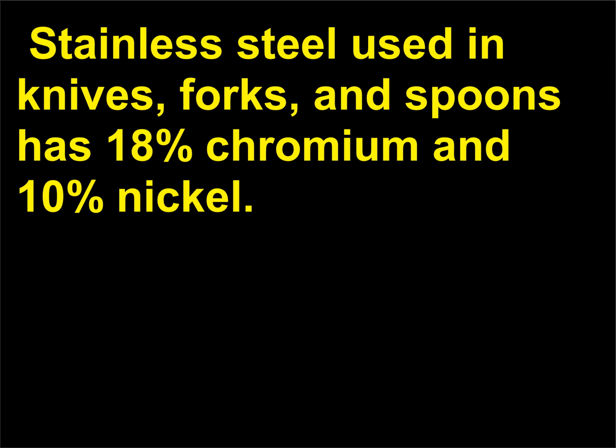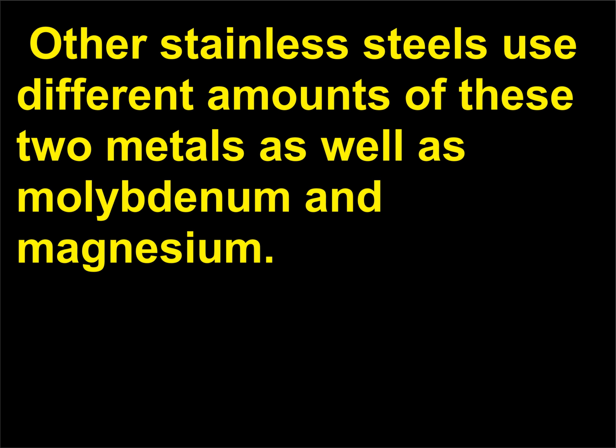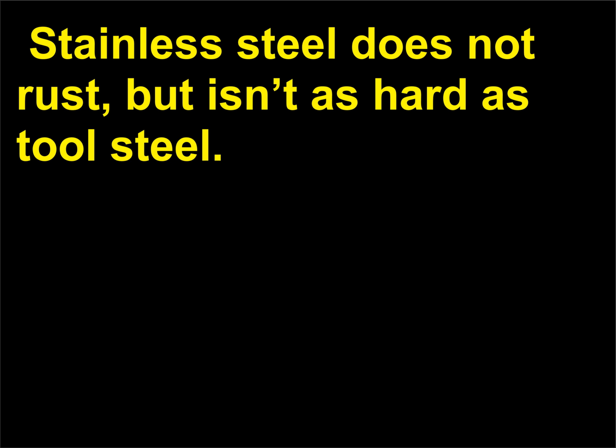Stainless steel used in knives, forks, and spoons has 18% chromium and 10% nickel. Other stainless steels use different amounts of these two metals as well as molybdenum and magnesium. Stainless steel does not rust, but isn't as hard as tool steel.